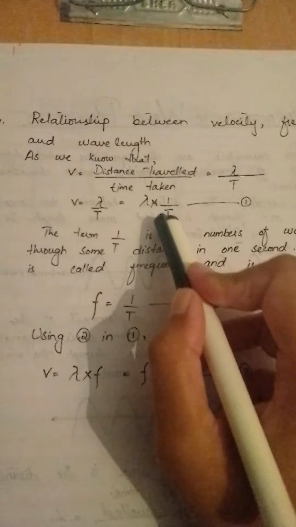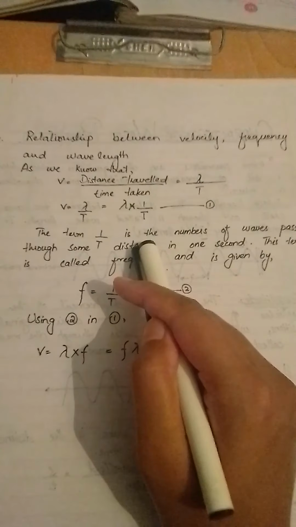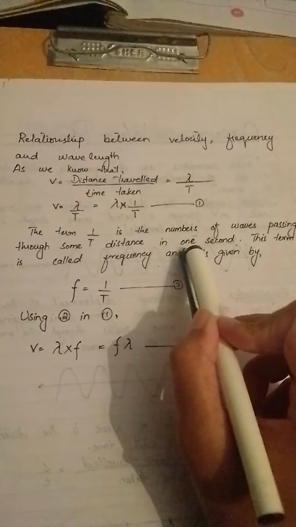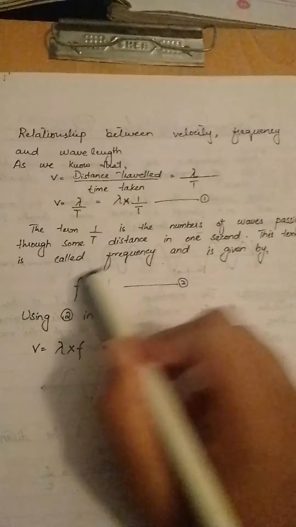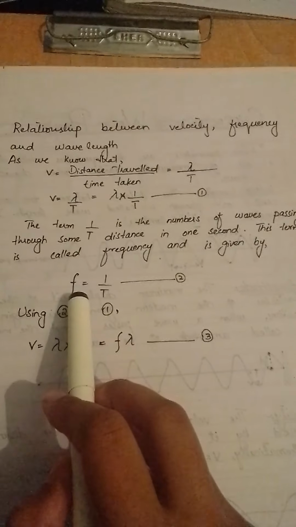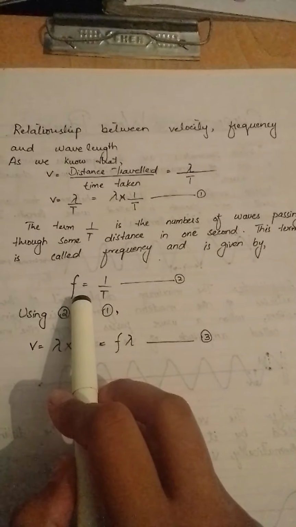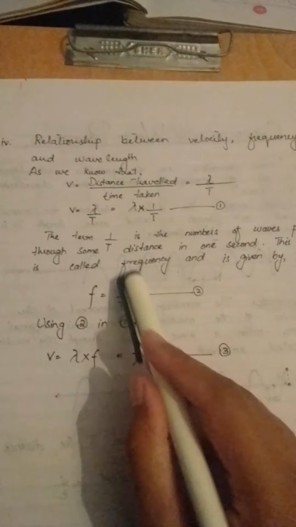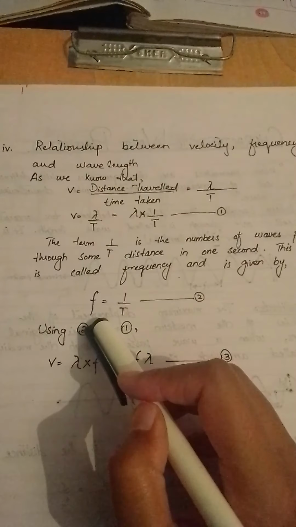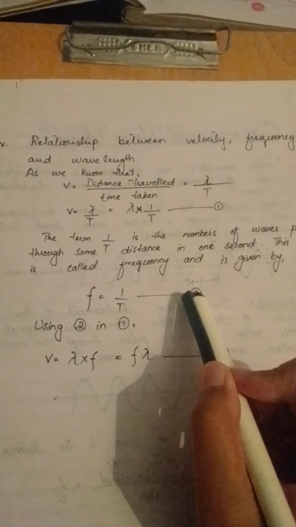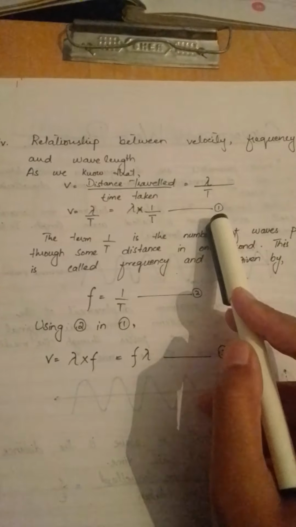Why did we do that? We do that because this term is the number of waves passing through some distance in 1 second. This term is called the frequency and is given by f. We denote the frequency by f equals 1 over t. This 1 over t term is denoted by f. So we call this equation number 2 and this one equation number 1.